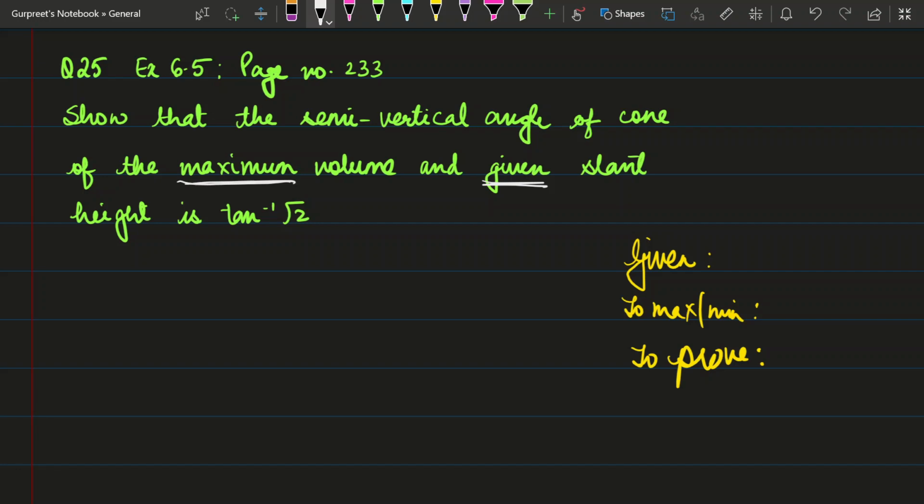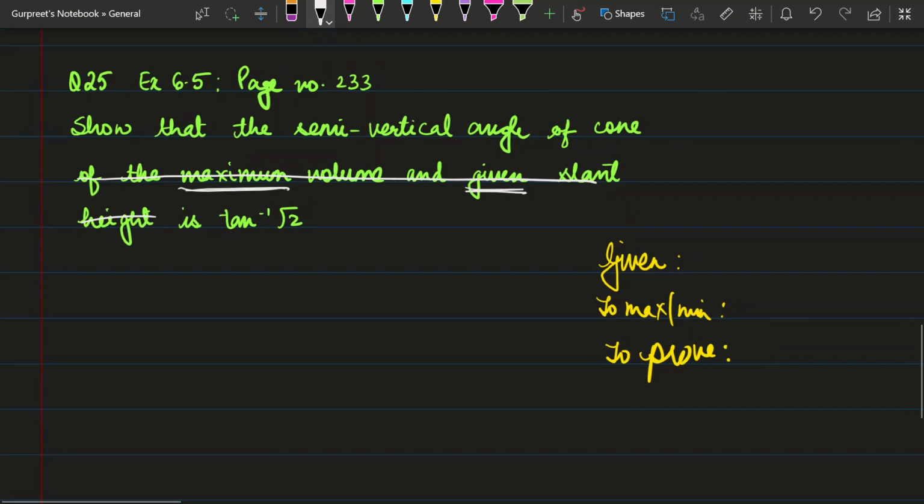If I remove this phrase, does it make sense? I'm reading the question again. Show that the semi-vertical angle of cone is tan inverse root 2. What do we have to show in the question?